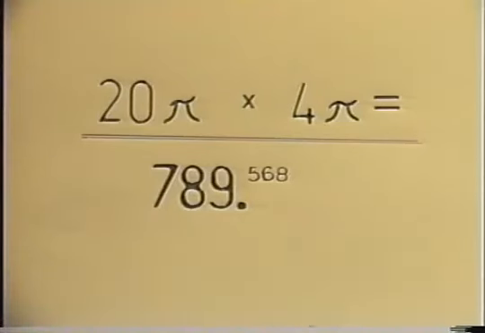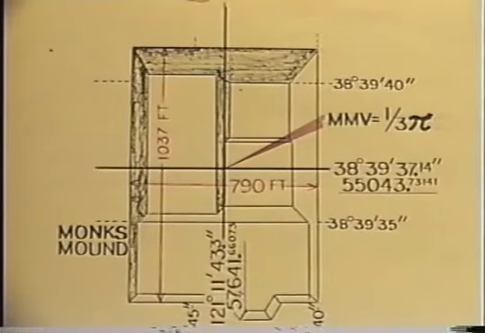Multiplied, 20 pi and 4 pi become 789.568, or 789 and a half. I am assured by the Illinois State Museum at Springfield that the original width of Monk's Mound was 790 feet, plus or minus 12 inches. Monk's shows us its original measurements. Who needs rulers? Thank you, Silbury.